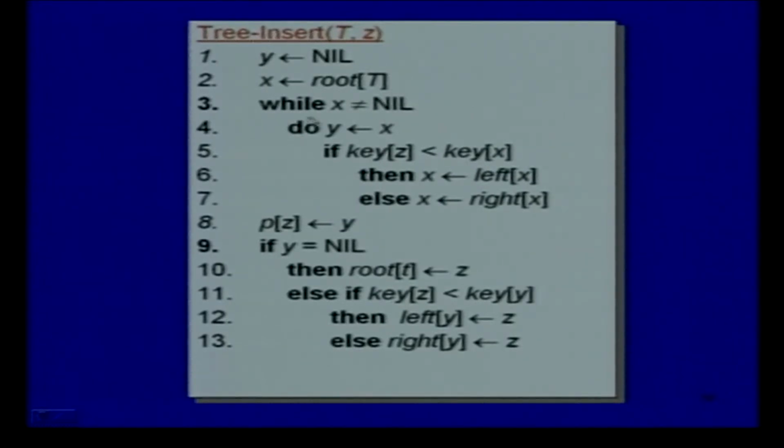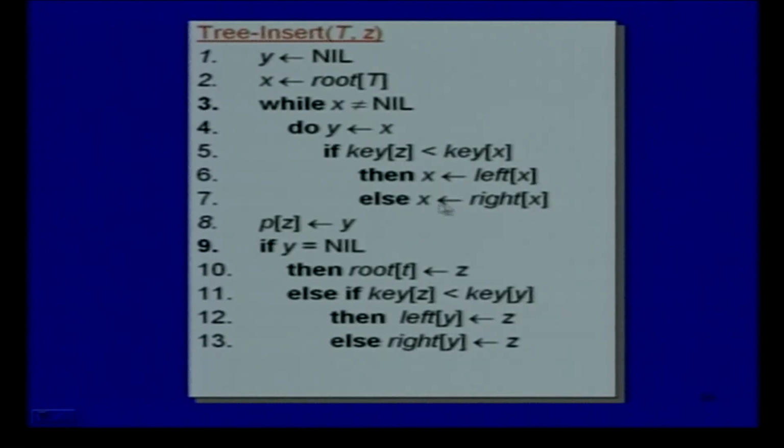While the tree exists, you put y equal to x, and if the key value of z is less than the key value of x, note that x is the root node in the first call, then make x the left of x, that is the key value is less than the root. So, you have to go to the left. Now, you are going to do the whole algorithm with x pointing to the left subtree. Otherwise, if the key value is greater than the root value, then you go to the right.